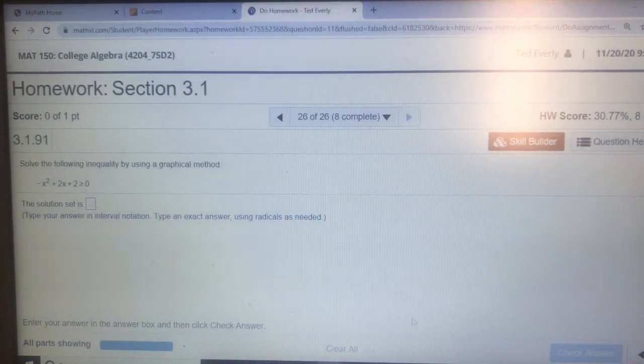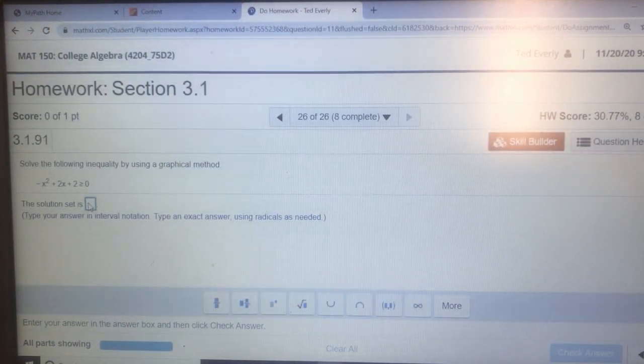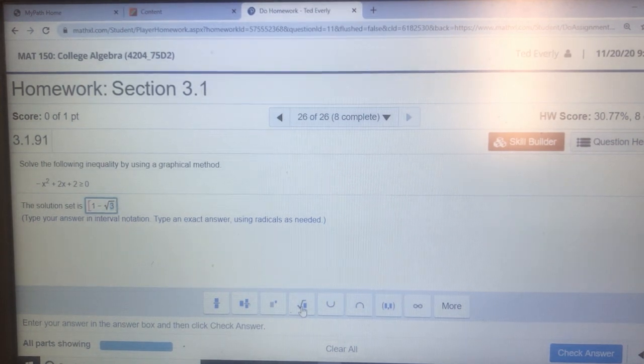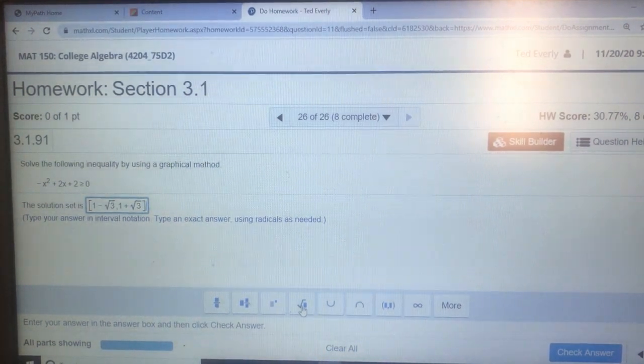So let's type it in there. See if it's right. The last one. Let's get this last one right. So we've got a bracket, 1 minus radical 3, space over, comma, 1 plus radical 3, space over, bracket. I think it looks good.